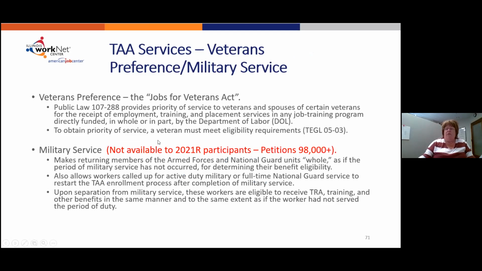There is veterans preference and military service related to training for participants. However, this military service piece is not available to 2021R participants. The veterans preference basically is that veterans do have a priority of service over other participants. They do have to meet the eligibility requirements, of course, to meet that veterans preference.